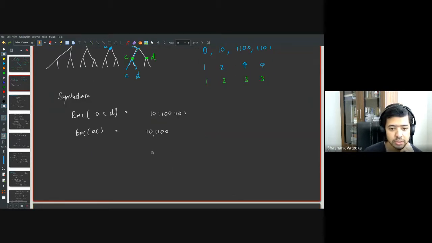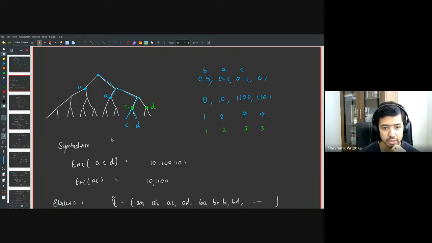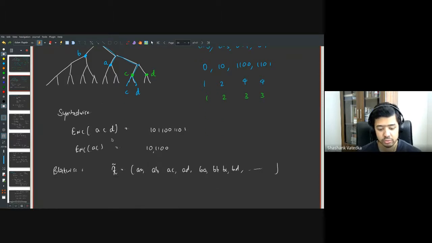Now, if I did blockwise encoding, my new alphabet is the set of all possible pairs, which is AA, AB, AC, AD, BA, BB, BC, BD, and so on. So I compute the probabilities of each of these, and try to construct a code for each of them. Find the lengths and then design a new tree. And the encoding there could be different from what I have over here, right? Yes, sir.